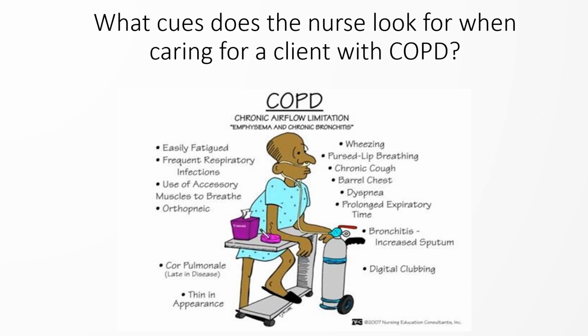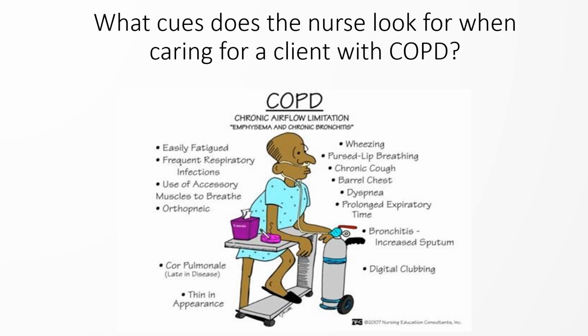Digital clubbing, what is that? That is clubbing of the digits, right? That shows chronic deoxygenation in the capillaries. This patient can also have a chronic cough, whether it produces phlegm or not, right? And sometimes we say mucus. They can have increased mucus, or they could just have increased cough without mucus. Productive versus non-productive. A lot of times the increased sputum comes along with patients who have bronchitis.